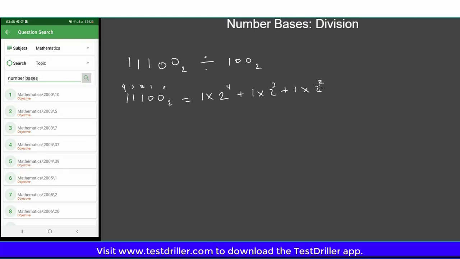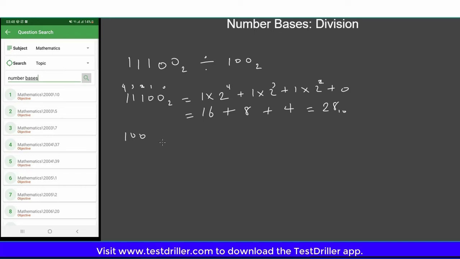2 raised to the power of 2 rather, and plus. Note that whenever you are multiplying by 0, you can ignore them. So instead of saying 0 times 2 raised to the power of 1, you can just ignore them because every other thing will be 0, right? So in this case, you have 2 raised to the power of 4, that's 16. Then plus 2 raised to the power of 3 times 1, that will give you 8. Plus 1 times 2 raised to the power of 2, that will give you 4. If you add up all this, you are going to get 16 plus 8, that will give you 24, plus 4, that's 28 in base 10.